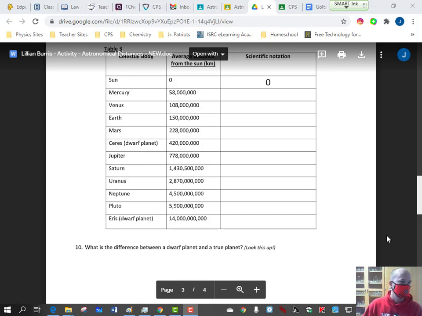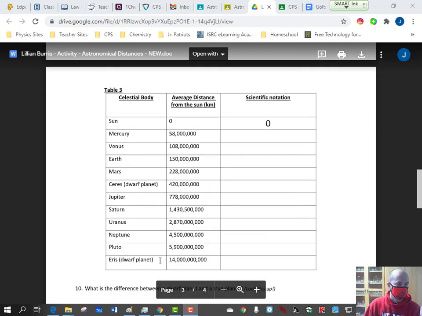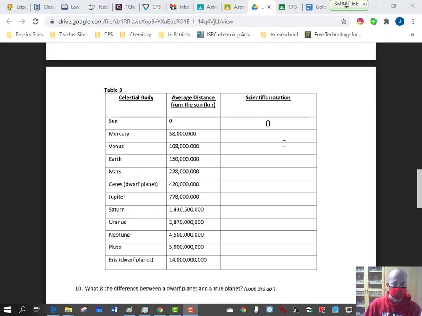Alright, so I'm making this video to help you guys at home understand how to finish this astronomical distances worksheet. What you see on your screen right now is the third part, I believe. Yeah, part 3 here, where you have to convert the distances over here. You've got to convert them to scientific notation.